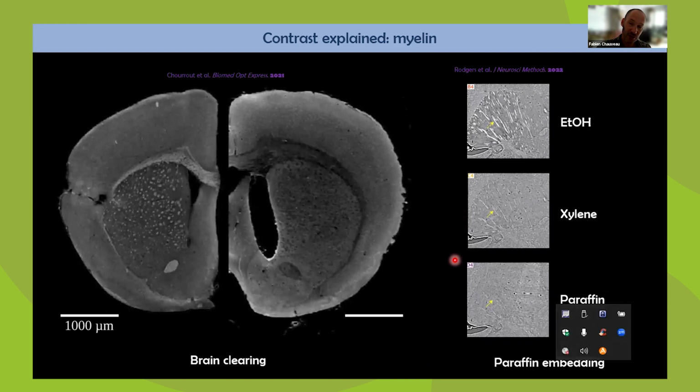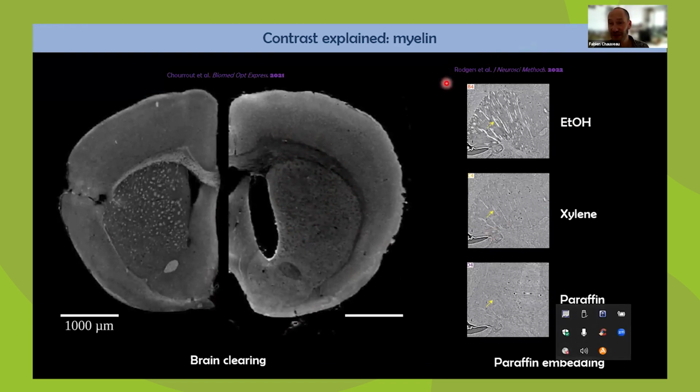And there are two arguments to say that this white matter contrast is actually caused by myelin. The first one is that if you use a brain clearing technique, you lose this contrast completely, and this is because brain clearing usually proceeds by removing the lipids, so removing the myelin sheaths.